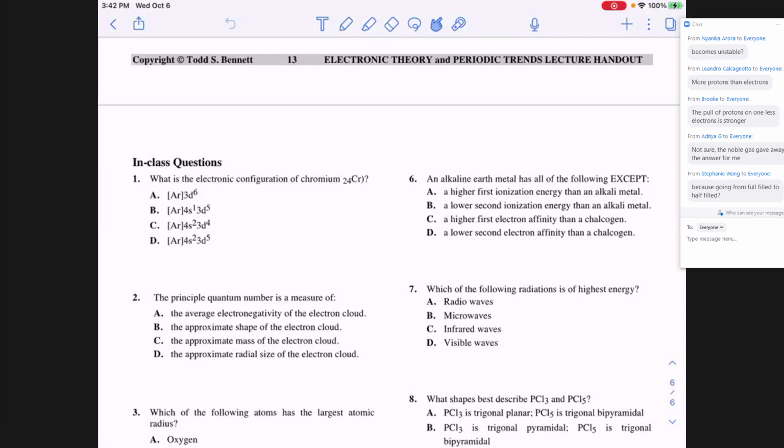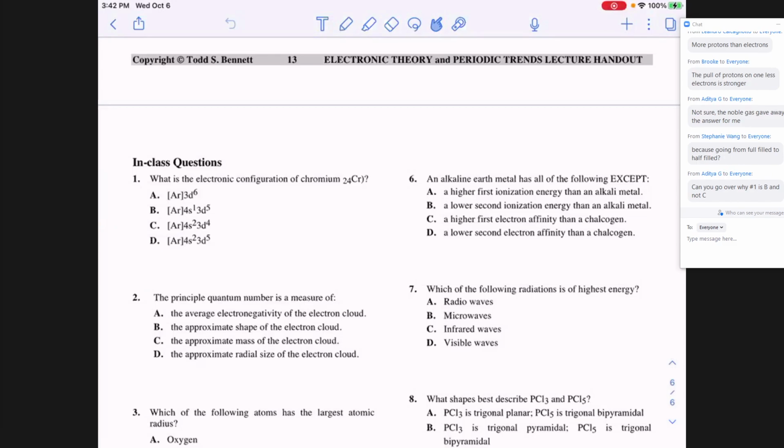A is also a true statement. Higher first ionization energy than alkali, because s2 is more stable than s1. A lower second ionization energy than an alkali metal. The second ionization energy for an alkali metal is a noble gas configuration, so that is also a true statement. So the only one that's false is a higher first electron affinity than a chalcogen. It would be a lower first electron affinity than a chalcogen.